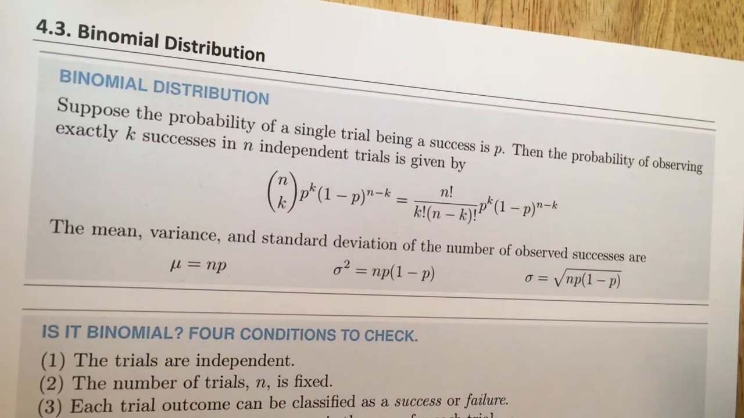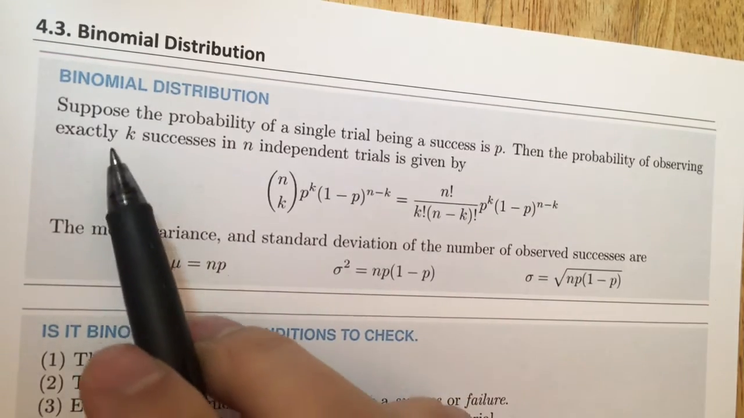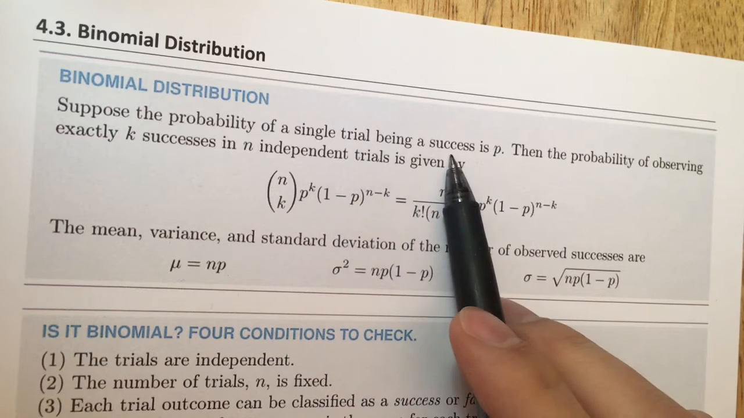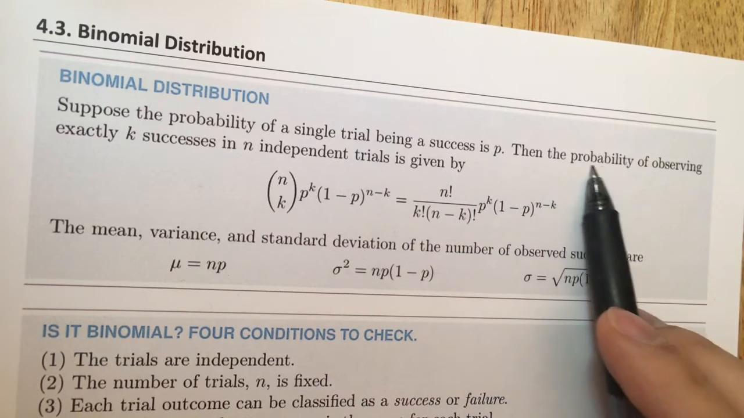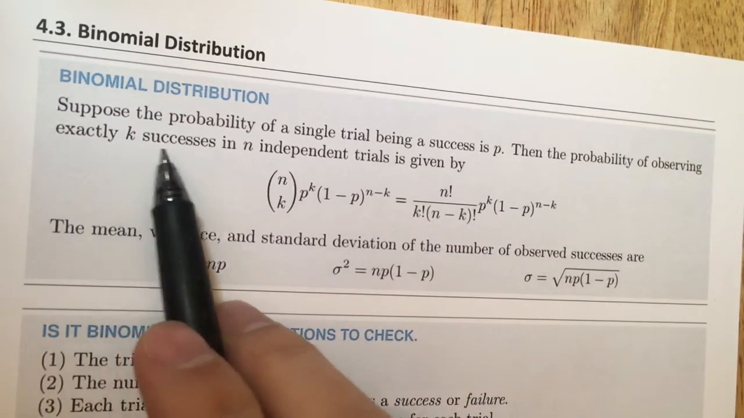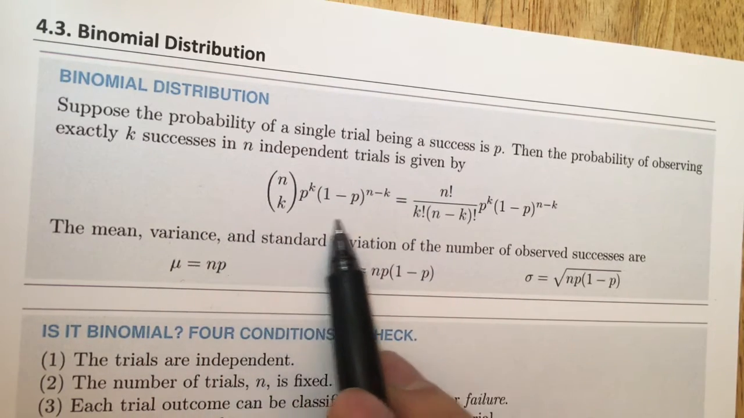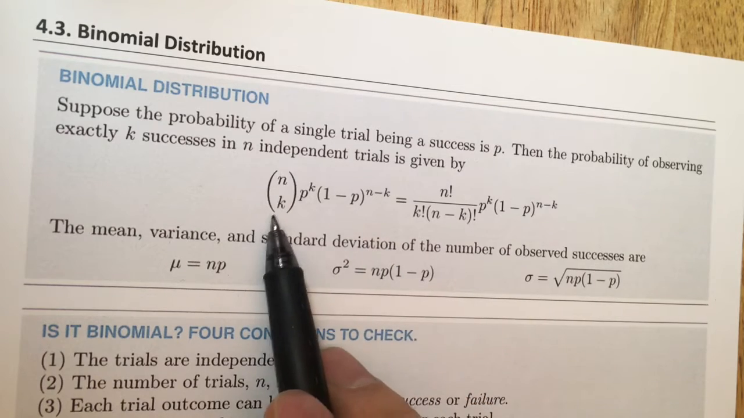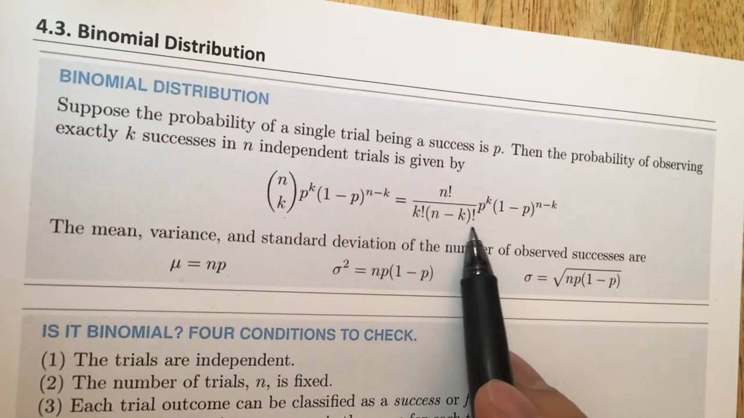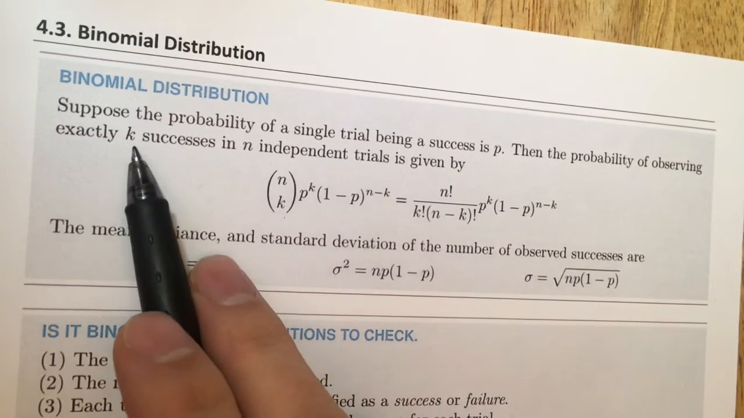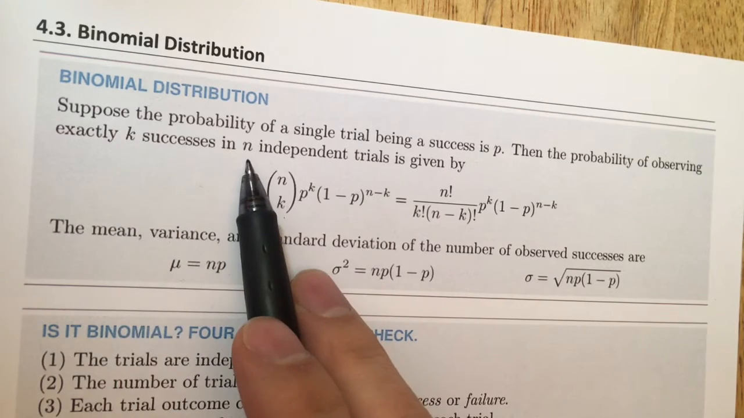In this video, we're going to look a little closer at the binomial distribution. So here we have a description of the binomial distribution. Suppose the probability of a single trial being a success is P, then the probability of observing exactly K successes in N independent trials is given by this formula. Here we have N choose K, which when you expand it out becomes this expression in terms of factorials. So this is the formula to compute the probability of getting K successes in N trials.